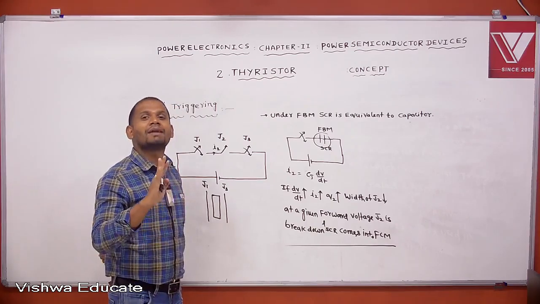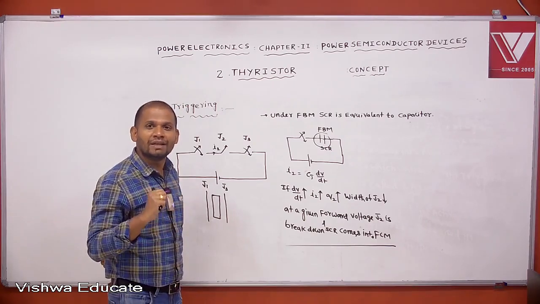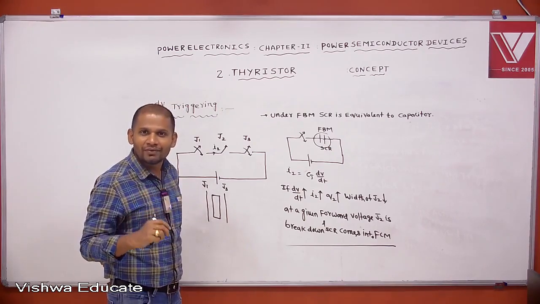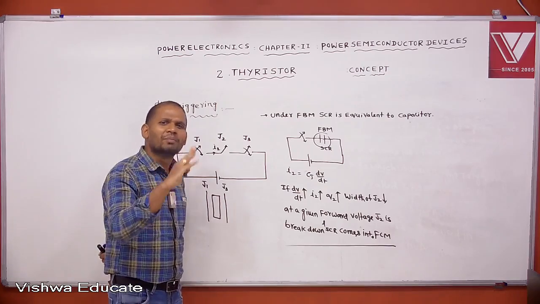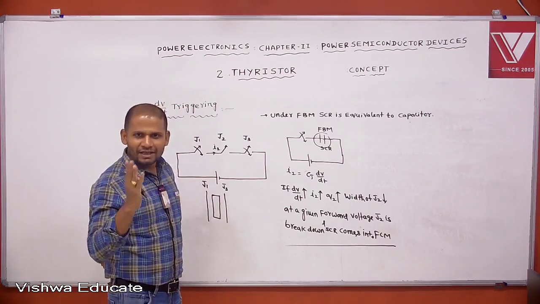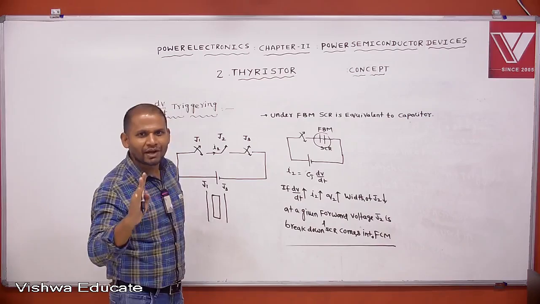Hence, practically, to eliminate this dV by dt or unwanted triggering of SCR, we can use some protection circuits. That is nothing but a snubber circuit. What exactly a snubber circuit is and how we can design it, all this we will see later on.